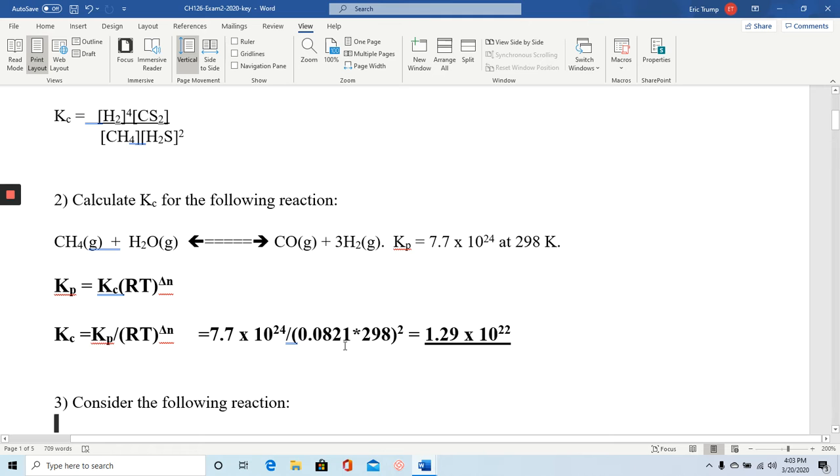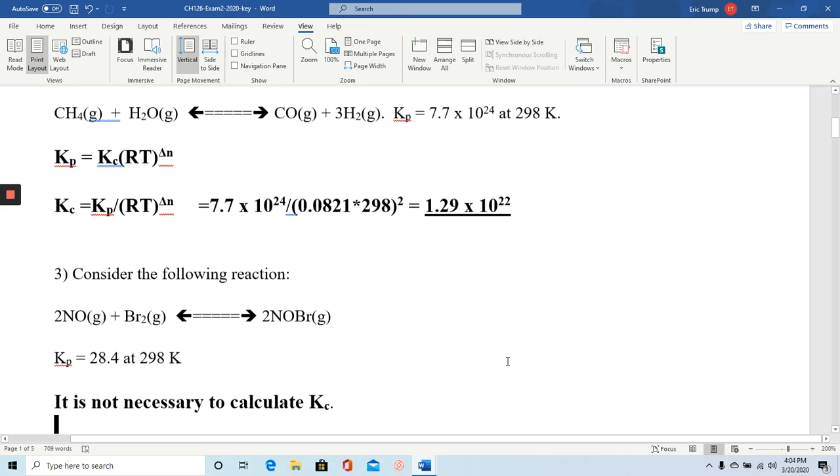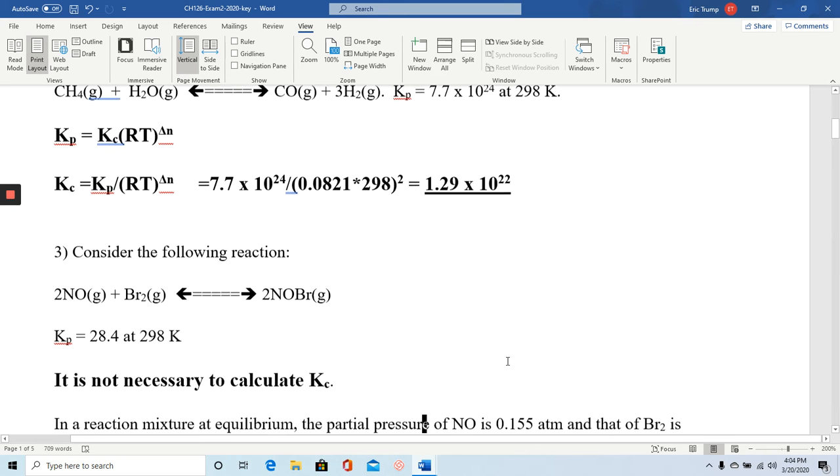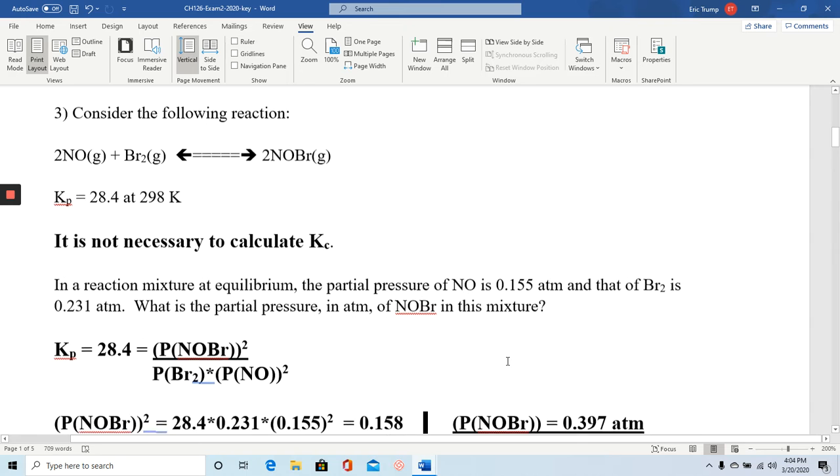We use the gas constant that's in liter atmospheres per mole Kelvin. Okay, and that's on your formula sheet. Right, so we come up with 1.29 times 10 to the 22nd. And there's no units.